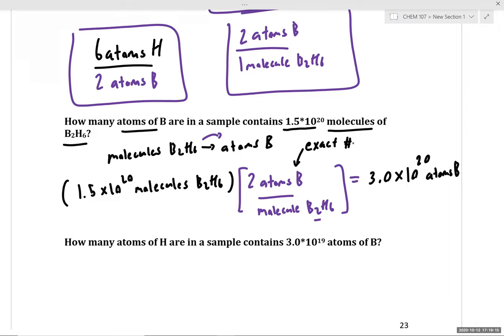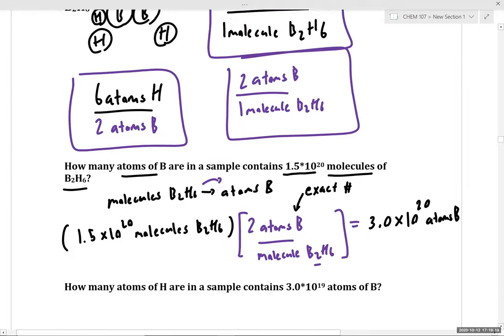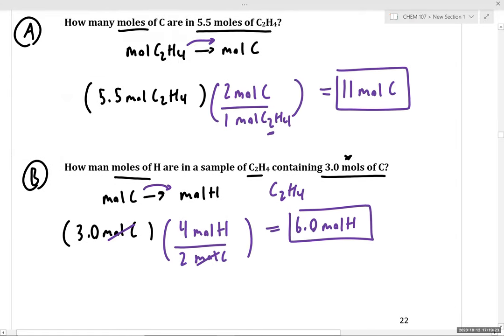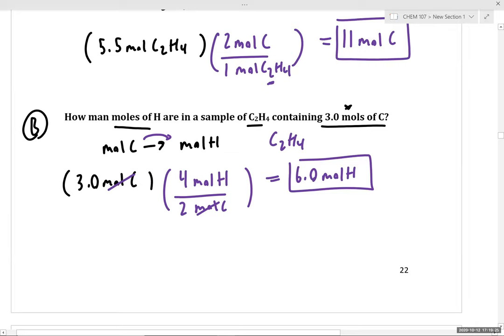Yes, I can. On page 22, in section B, when we multiply the 3.0 and the 2, we get the 6.0 mole of hydrogen. But we don't do anything with the 4 on top? Oh, we did, because 3.0 times 4 over 2 gives us 12 over 2, which gives us 6.